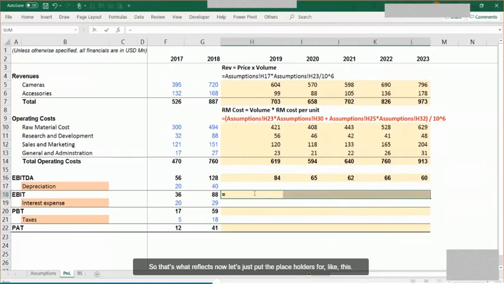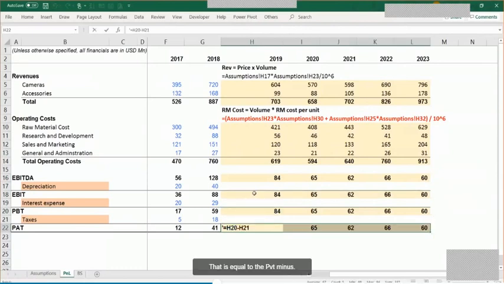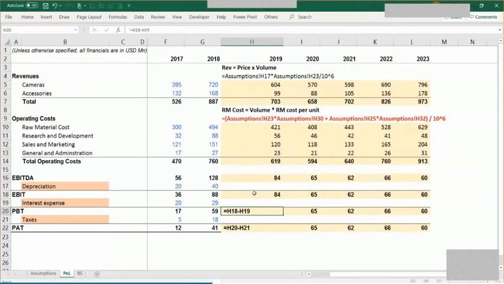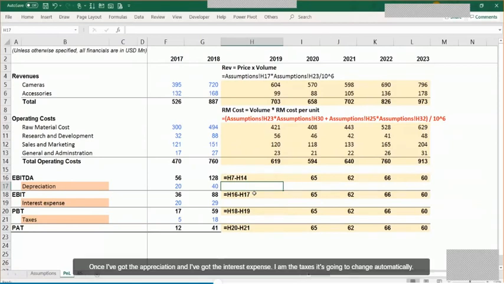Now let's just put the placeholders for EBIT like this and place it for PBT and PAT as well. So PAT is equal to PBT minus taxes, and PBT is equal to EBIT minus interest, and EBIT as you see is this number. So this is how you could compute the EBITDA, EBIT, PBT, and PAT. Right now all of these figures are the same, but obviously they will change once you have the values in between. Once I've got the depreciation, the interest expense and the taxes, it's going to change automatically out here.